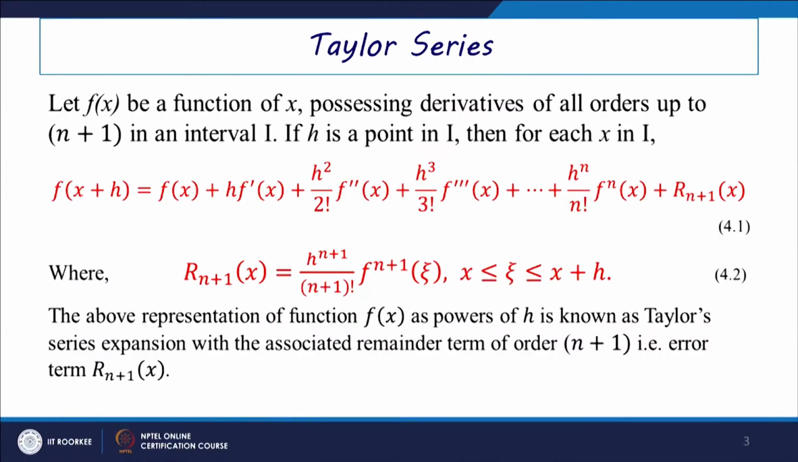So if we go to the Taylor series form here, this means that if f of x is a function which possesses continuous partial derivatives at a certain point, that is, if the function is continuous along its neighborhood points and it possesses derivatives of all orders up to n plus 1 in an interval I, then we can express f of x in the Taylor series form.